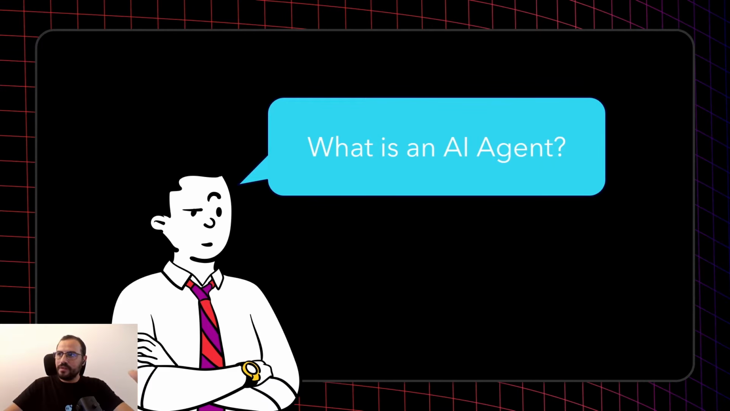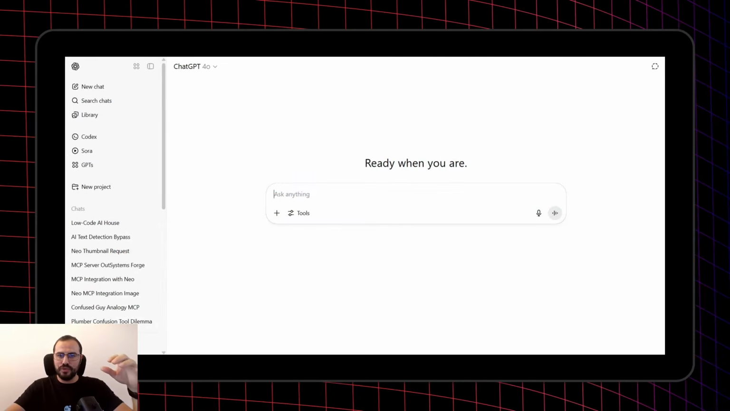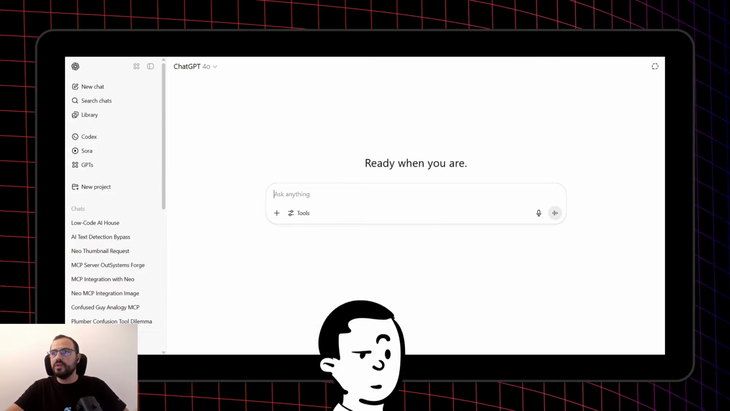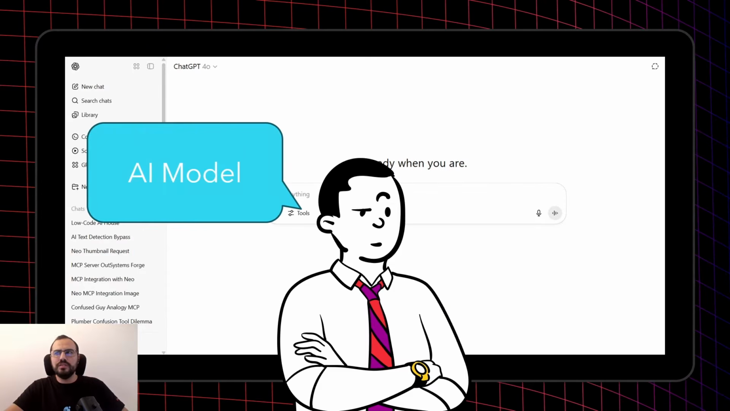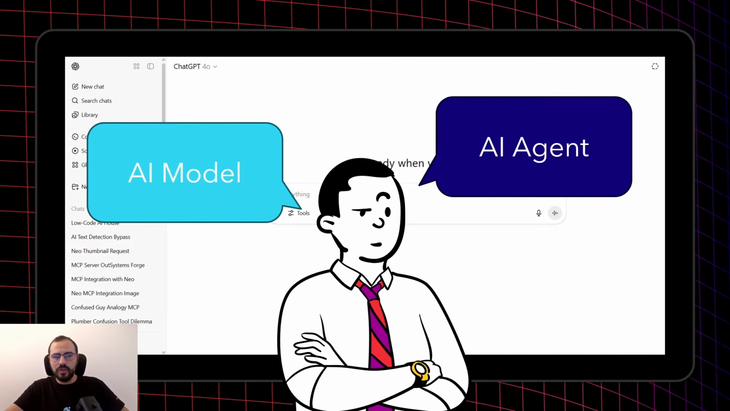Starting with a very simple question. What is an AI agent? And to start with this, let me first show you here an image. So most of you are already familiar with this, right? So this is ChatGPT. And a lot of us use this, some on a daily basis, others when they need something specific, right? But what I want to ask you guys is, do you think that ChatGPT is an AI model or an AI agent?